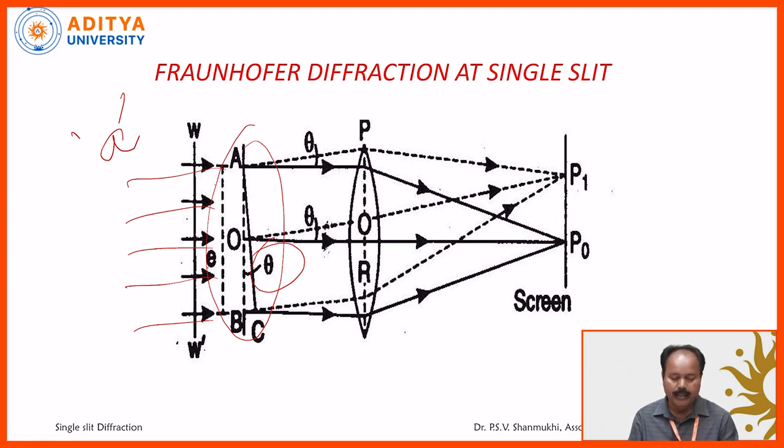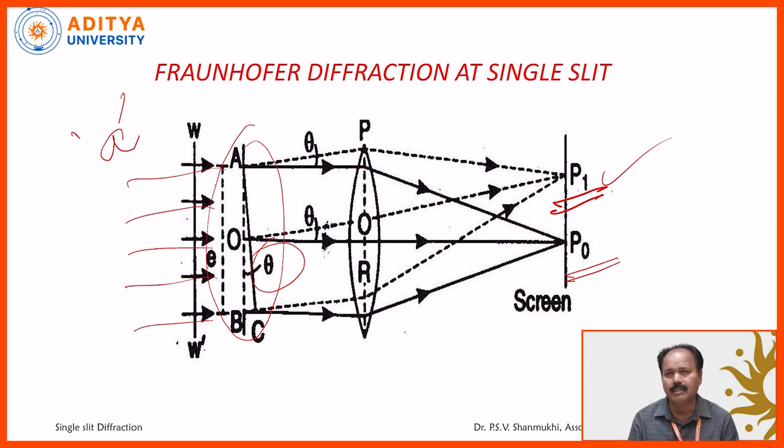Again, a rectangular slit is considered whose length is perpendicular to the plane of the board, and the width is given by small a. From the sideways the light rays are passing and they are focusing at the point P1 rather than at the point P. Why? Because of bending we get the image at the point P.